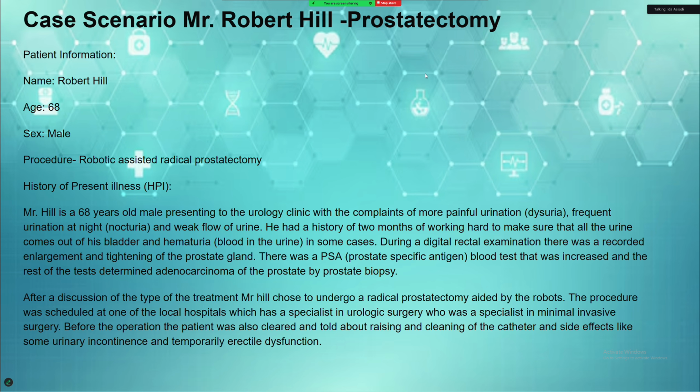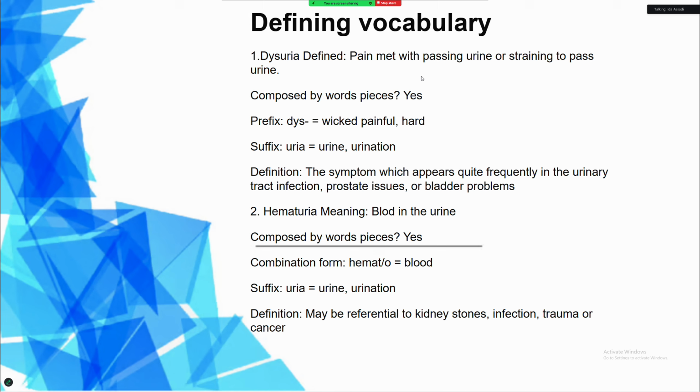Now let's review some of the key medical terms mentioned in our presentation and break them down into parts. Number one, dysuria. This means painful or difficult urination. It is built from word parts. Dys means bad, painful, or difficult. Uria means urine or urination. So together, dysuria literally means difficult urination. It's a common symptom seen in urinary tract infections, prostate problems, or bladder disorders.